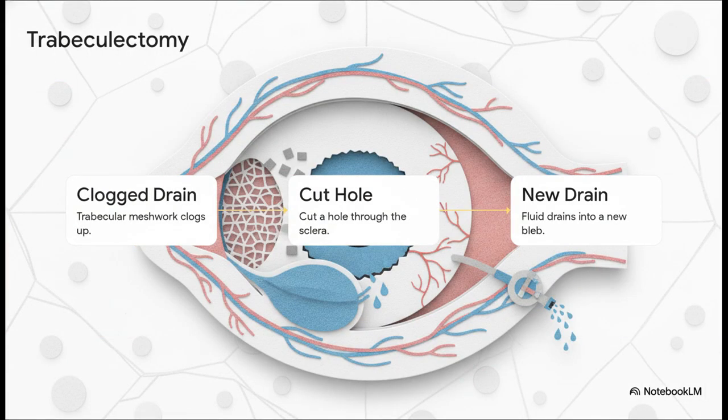Alternatively, the actual drainage grate itself, the trabecular meshwork, might get clogged. If the fluid can't exit back into the bloodstream, surgeons perform a trabeculectomy to bypass the drain entirely. They'll cut a tiny hole through the white part of the eye, the sclera, and let the fluid drain into a brand new surgically created pocket called a bleb just under the outer tissue. Sometimes they even install a microscopic mechanical shunt valve to physically pump the fluid out.